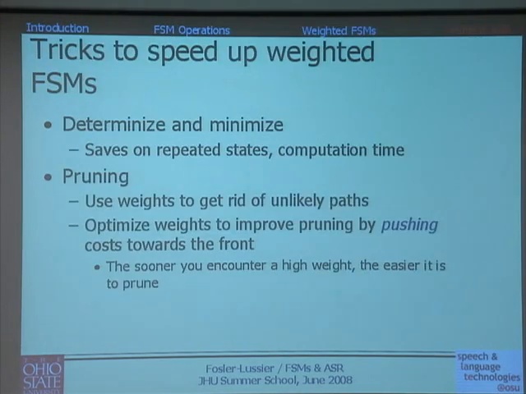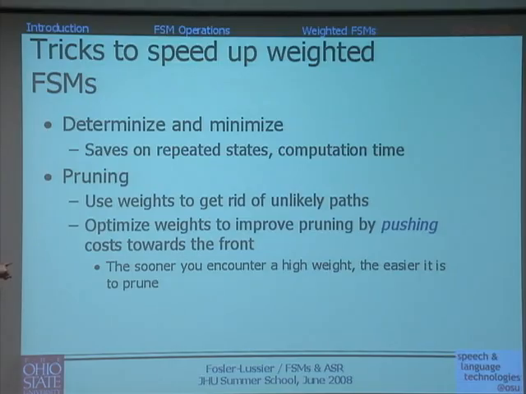Okay, so a couple of tricks. One is determinize and minimize. That basically saves. You want to make things as compact as possible. Pruning is important. So the idea is that you can say, give me a composition of these two things, but stay within 10% of the optimal path or 1% of the optimal path. Okay.